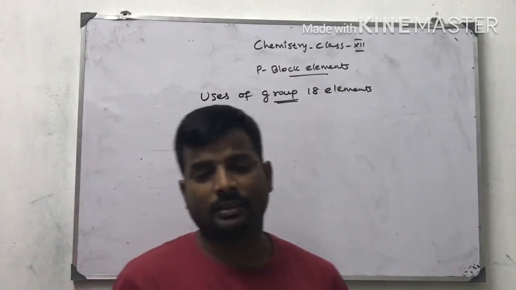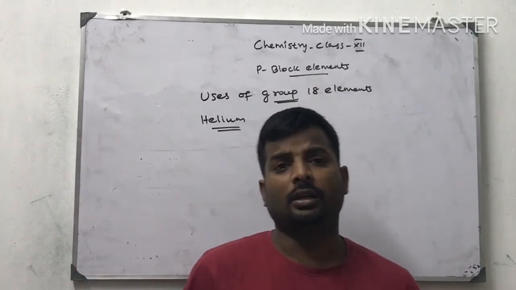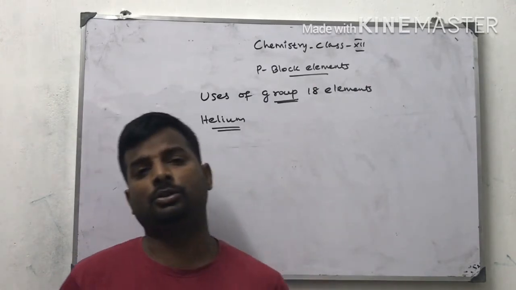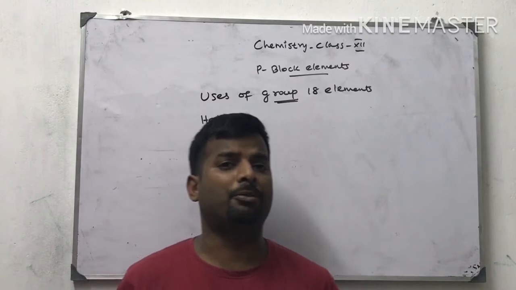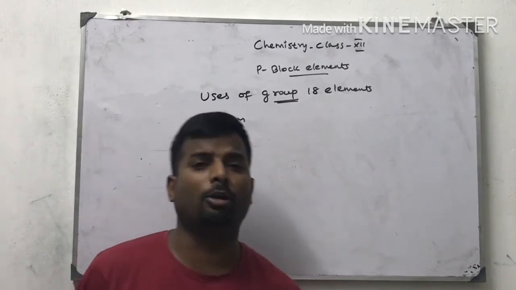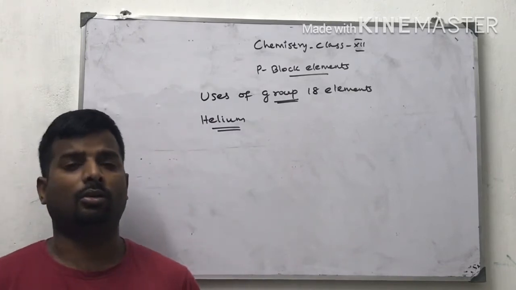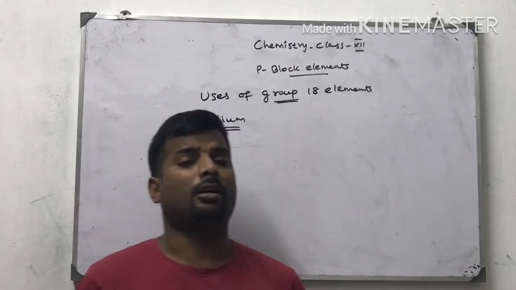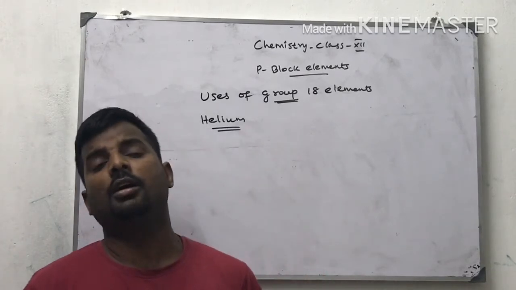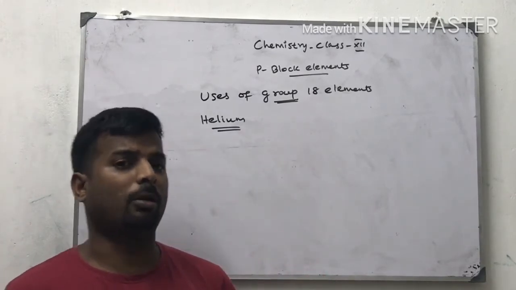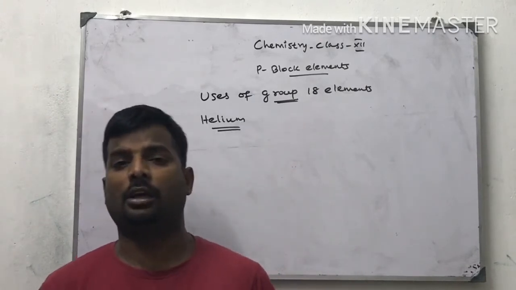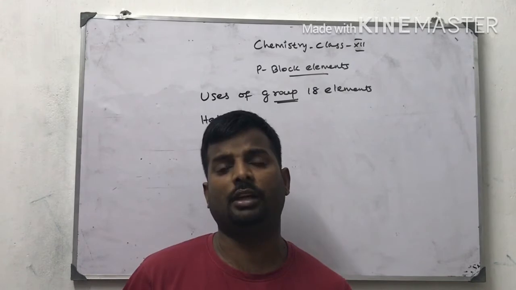Because of its lightness and non-inflammability, helium is used in hot air balloons and for meteorological observation. What do you mean by meteorological observation? To observe the weather condition of a particular area, we can use meteorological balloons, and that will observe the condition of the area. So that is the first use of helium.